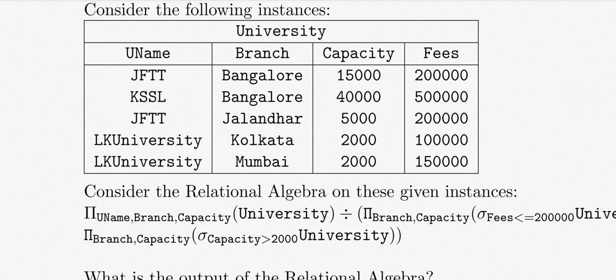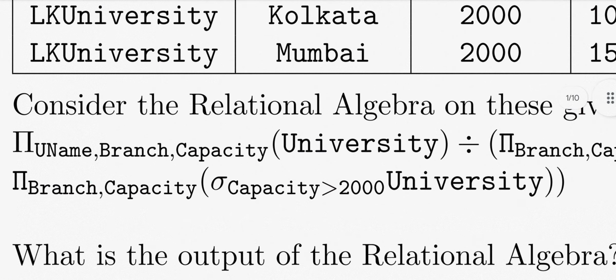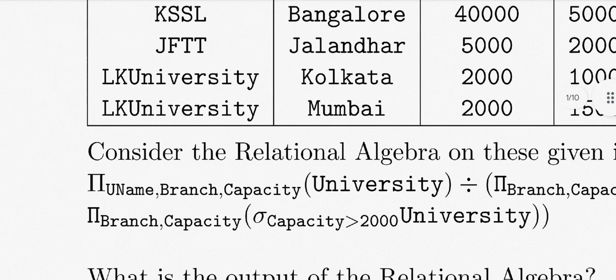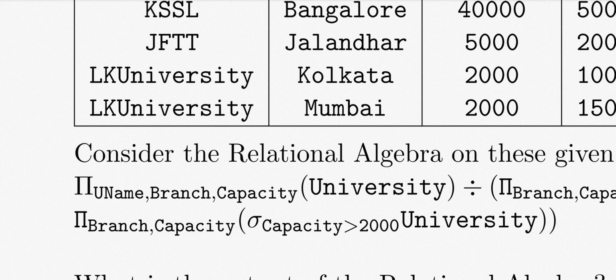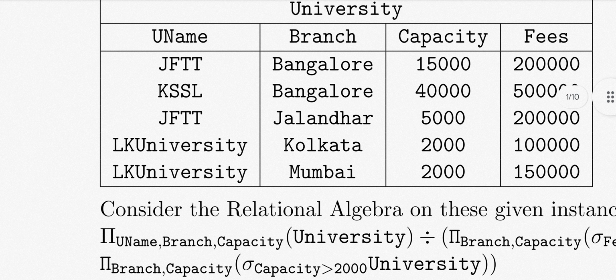Now, in the left side of this division operation, it is said that project union branch capacity of university. So the whole columns union, branch and capacity will be projected. From that, we want to use the division operation on Bangalore 15,000 and Jalandhar 5,000. So what will be the output?